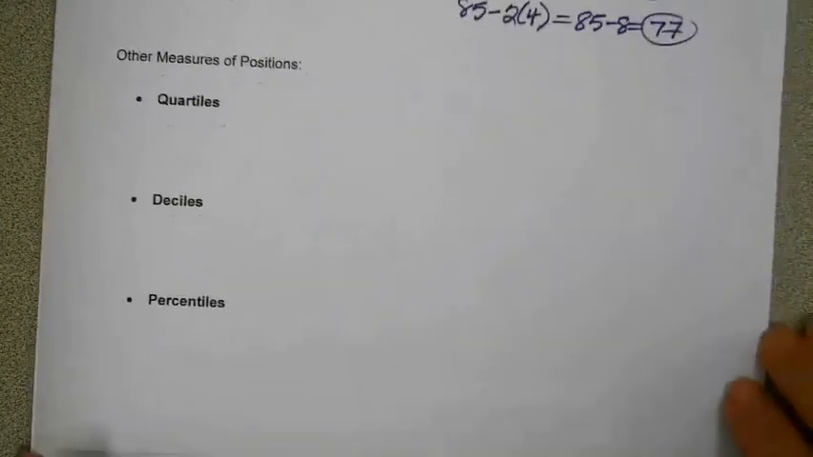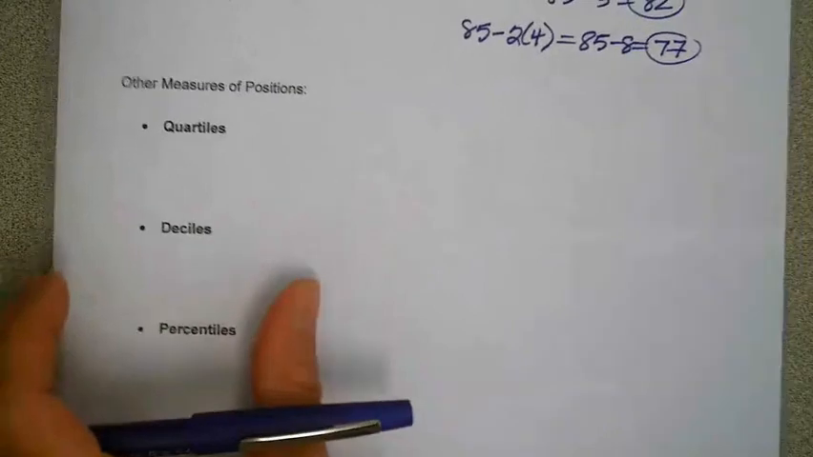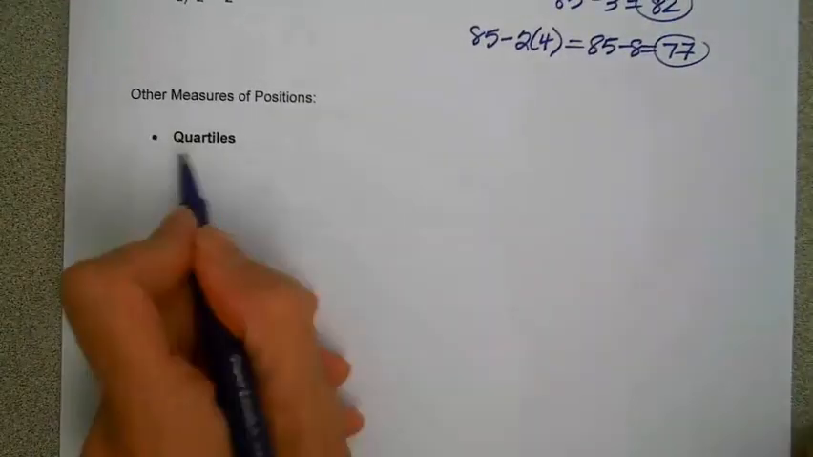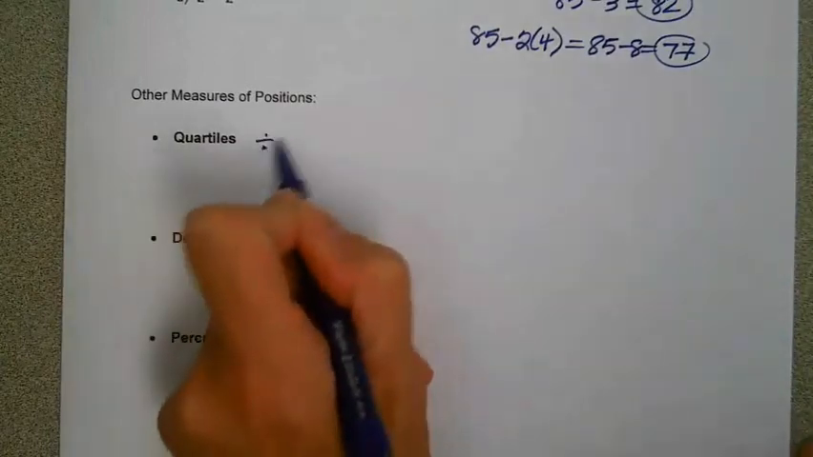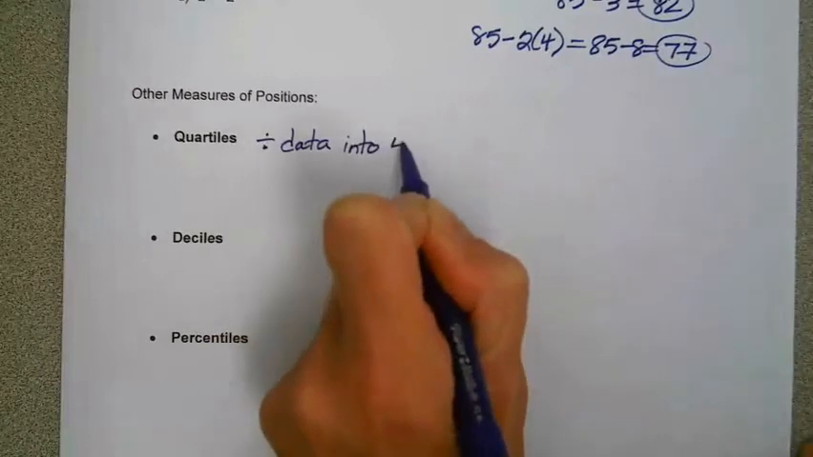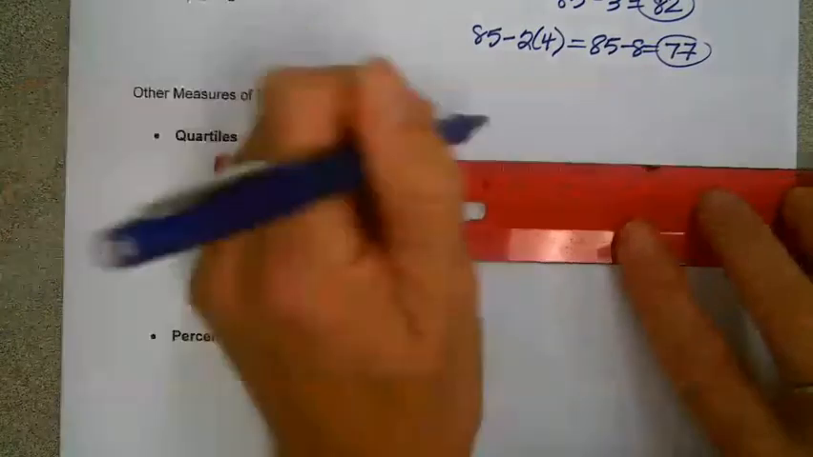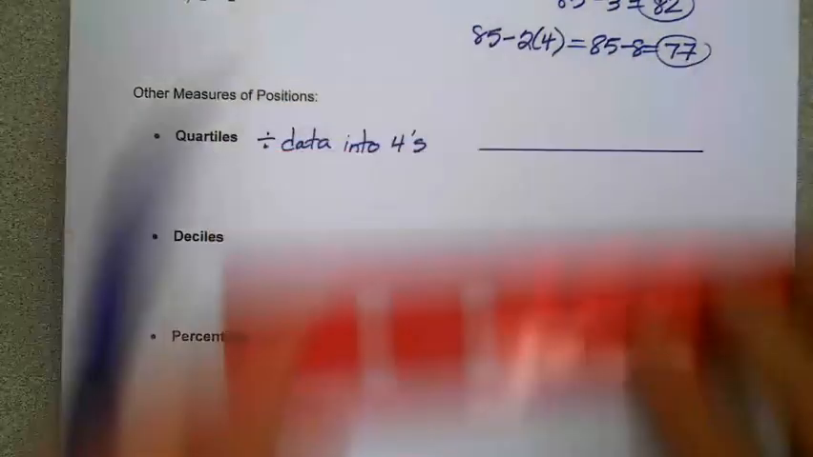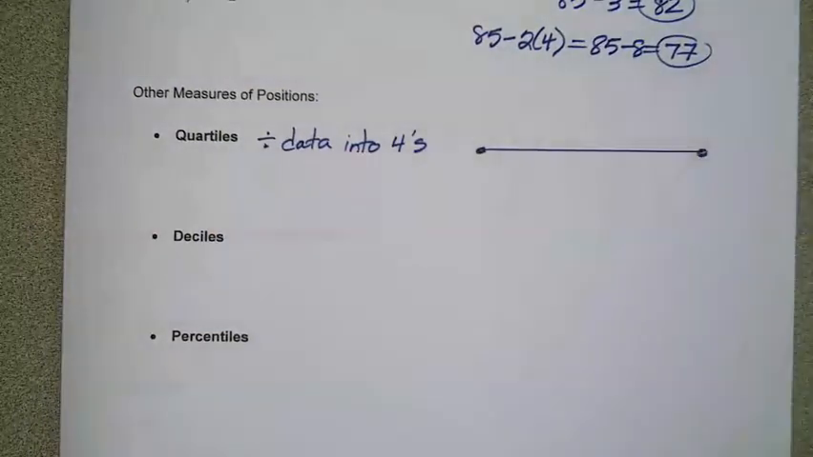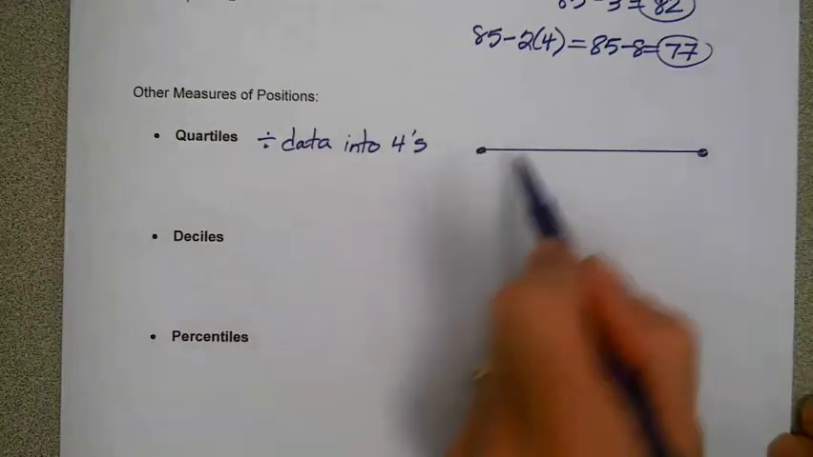Okay, last thing is we have 3 other measures of position. Z-score really is going to be our focus, but some other terms you should be familiar with. Quartiles divide the data into 4s. And we will see this a little bit in the last section when we look at box plots. We already briefly mentioned those when we talked about measures of variation with the interquartile range.